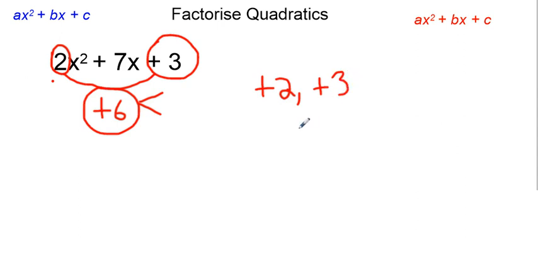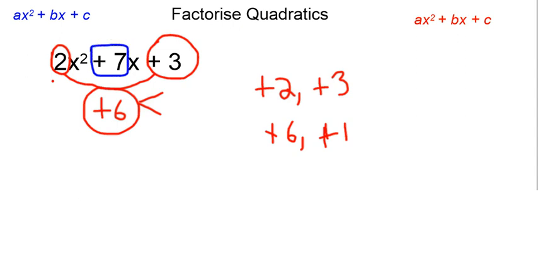You can watch the other video on normal quadratic expression with coefficient of x being 1, okay? There's another video on coefficient as well if you're not sure of what coefficient is. We can also have 6 times 1. Now, which of these options will give us plus 7? We need our two numbers to give us plus 7.